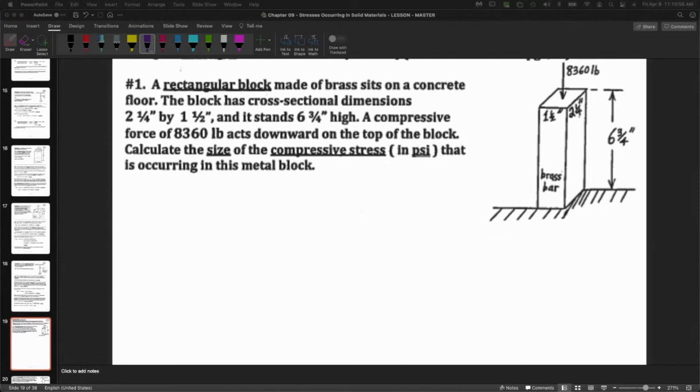So you're reading through the question there. The dimensions are presented in the diagram. It's hard to read them possibly, but you can see them in the main text here. It's the same quantities. So if you can't read this number here, that's 2 1/4 inches, and that's 1 1/2 inches. So it says here to compute the compressive stress that's occurring in the block.